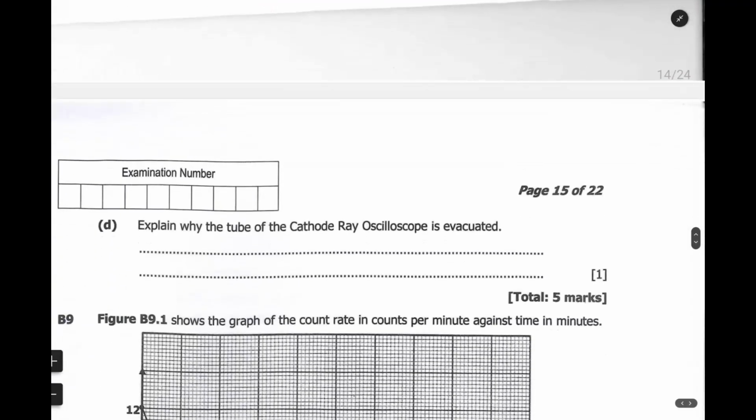There's another question on question 8. Explain why the tube of a cathode ray oscilloscope is evacuated. Evacuated, which means it has no air particles inside it. So one, to prevent gas interference, as the electrons are moving, to prevent the electrons from colliding with the gas particles. So to prevent the gas particles from colliding with electrons, or to prevent gas interference.